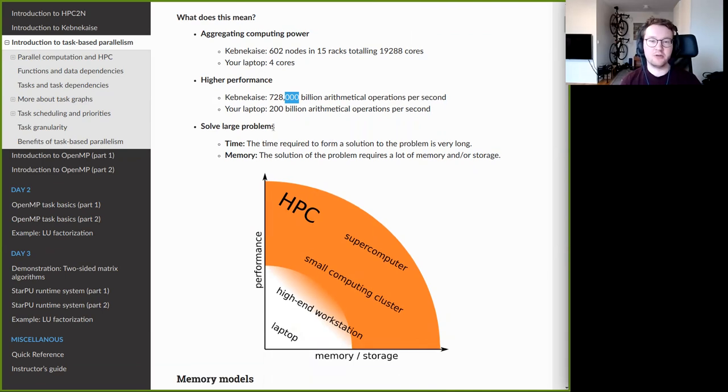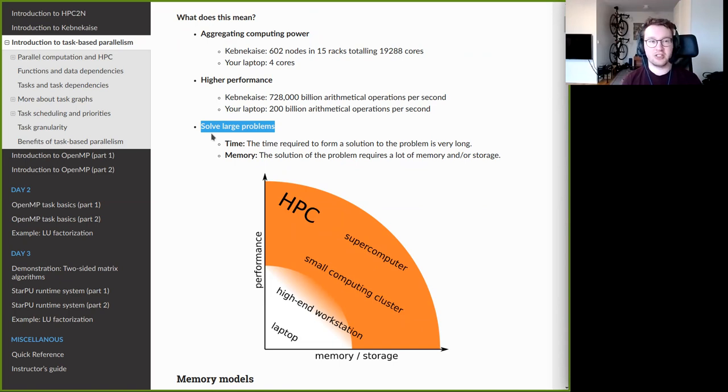The last remaining term is large problems, and this is sometimes a bit tricky to answer because a problem can be large for many different reasons. One reason is that it just takes really long to solve the problem, and then we may want to introduce some form of parallel programming to attempt to solve this problem in a shorter amount of time by using a larger number of CPU cores.